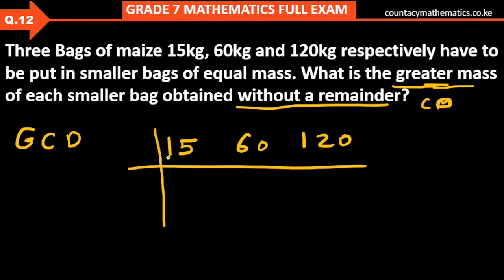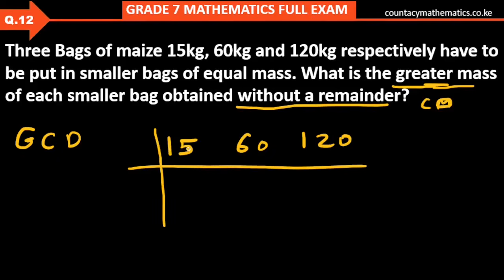All right. So normally, we usually start by checking at 2. Can 2 divide all these numbers together? Absolutely not. Why? Because 15 is already an odd number, therefore it cannot be divided by a 2. Therefore, we go on to the next number, which is 3.